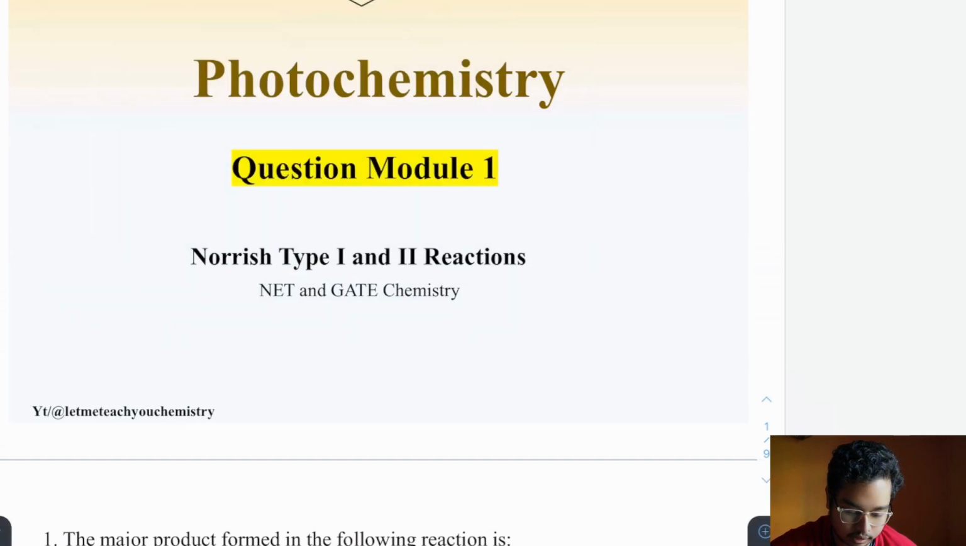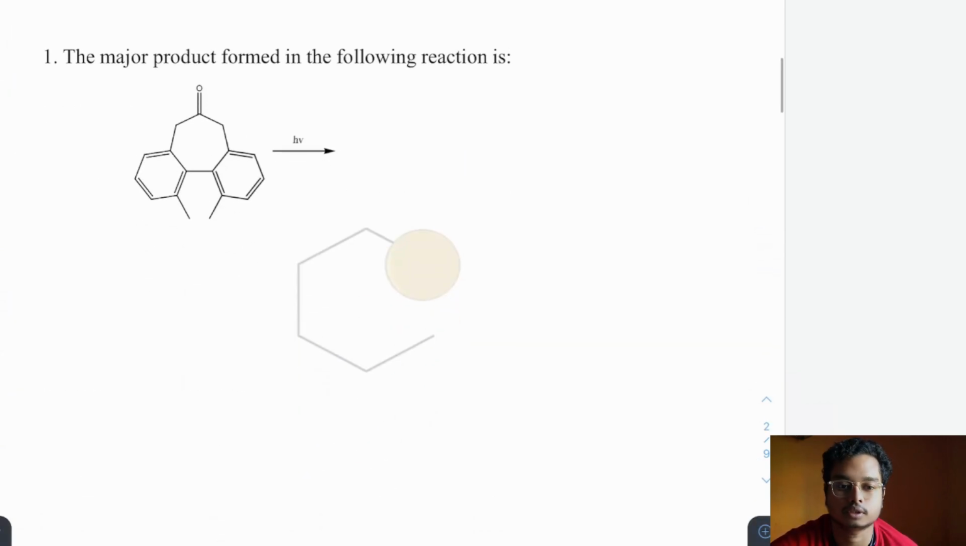So I just changed the pen color. So this is our first question. Basically, I don't put it in the MCQ format. First, we have to learn how we deal with this type of question. So the first question says: what is the major product formed in the following reaction? We are given this compound. This is a carbonyl compound, by the way, and photochemical conditions are given. And there is no solvent.